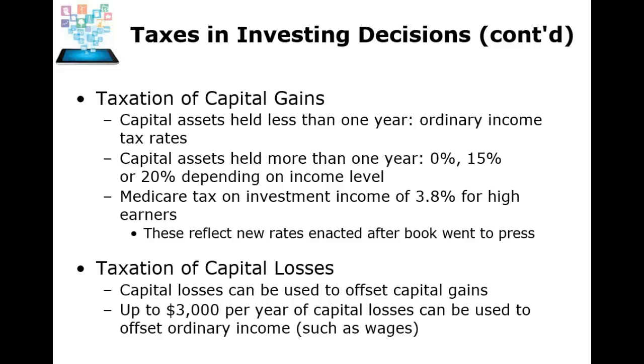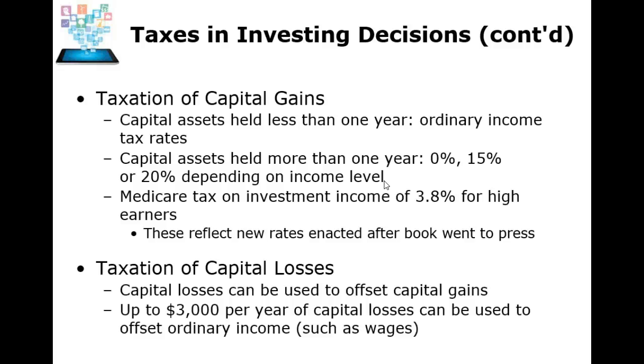Now, taxation of capital gains is as follows. If you hold the asset for less than a year, you're going to pay your ordinary tax rates on it, which could be 28, 30, or 35%. However, there are special rules if you hold the asset for more than a year. And your taxes could be 0, 15, or 20% if you hold the asset for more than a year. Now, these are the rules, because it depends on how much you make. So we're going to go over those income levels in a second.